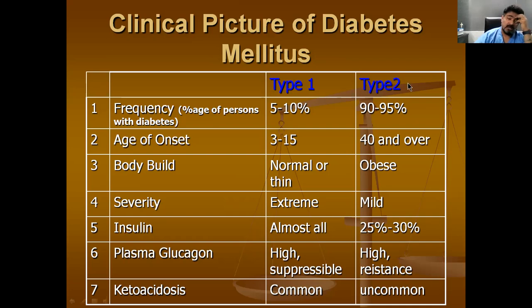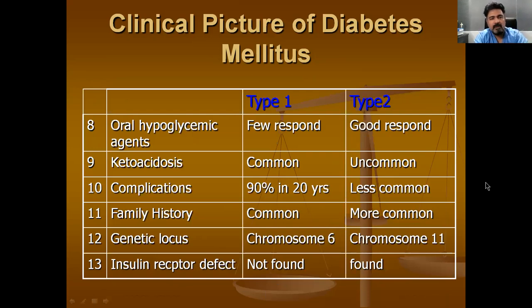Ketoacidosis is common in type 1 and uncommon in type 2. For oral hypoglycemic agents, few respond in type 1, and in type 2 there is a good response. Complications occur in 90% in 20 years in type 1, and complications are less common in type 2. Family history is common in type 1 and more common in type 2. Genetic locus is chromosome 6 in type 1 and chromosome 11 in type 2. Insulin receptor defect is not found in type 1 and is found in type 2.